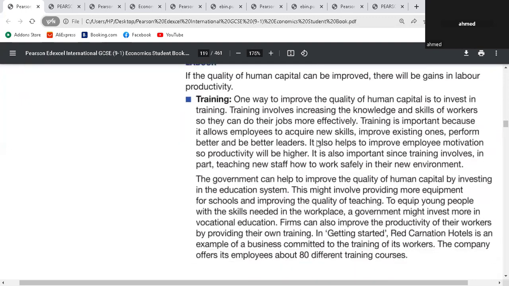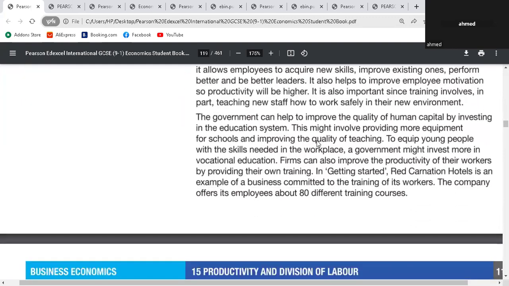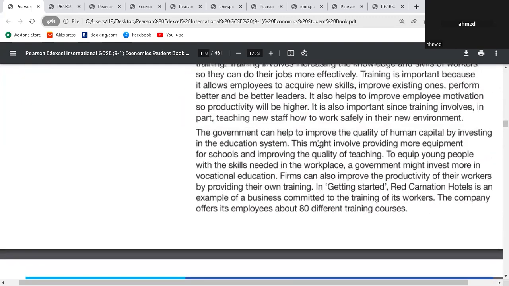Training and education as well. We're going to get there. We're talking about training first. Okay, so with training, what happens?